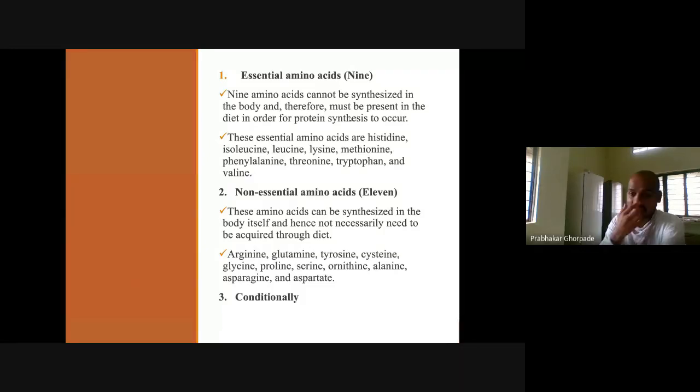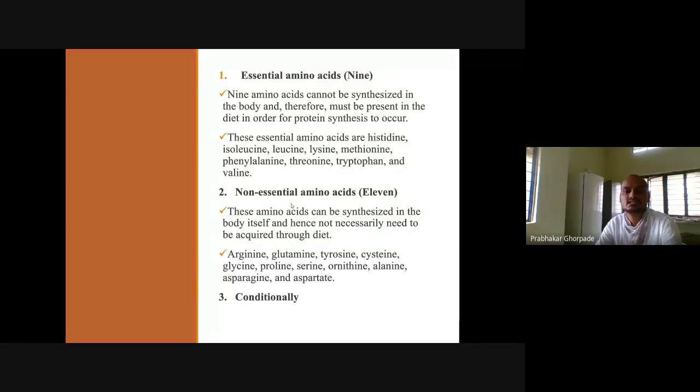So sometimes people use the short form AV helium PTT, right? Arginine is sometimes considered conditionally essential, in that one, AV helium. These are the amino acids: histidine, isoleucine, leucine, lysine, methionine, phenylalanine, threonine, tryptophan, and valine.